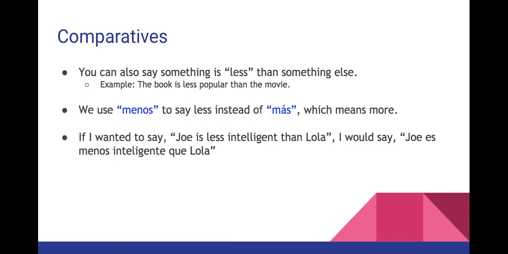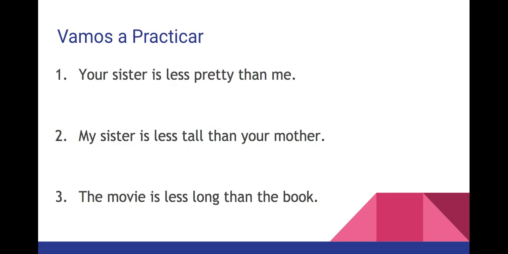All right, so you can also say that something is less than something else. So, for example, the book is less popular than the movie. I am less intelligent than my sister. So we use menos to say less instead of más, which means more. So if I wanted to say Joe is less intelligent than Lola, I would say Joe es menos inteligente que Lola. So same exact sentence, but now we say menos instead of más. Same formula, same things in the sentence. Make sure you match your adjective with your first subject. We're just changing the word más to menos.